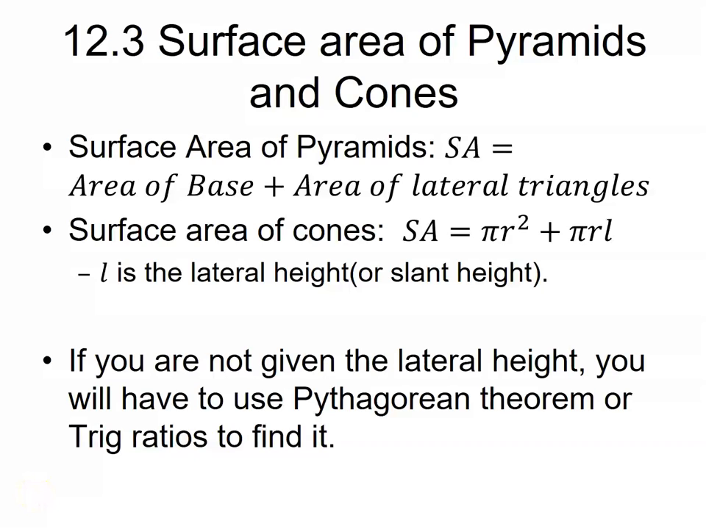All right, now we're going to do section 12.3. In section 12.2, we looked at the surface area of cylinders and prisms. So 12.2 was surface area of prisms and cylinders. 12.3 is surface area of pyramids and cones.